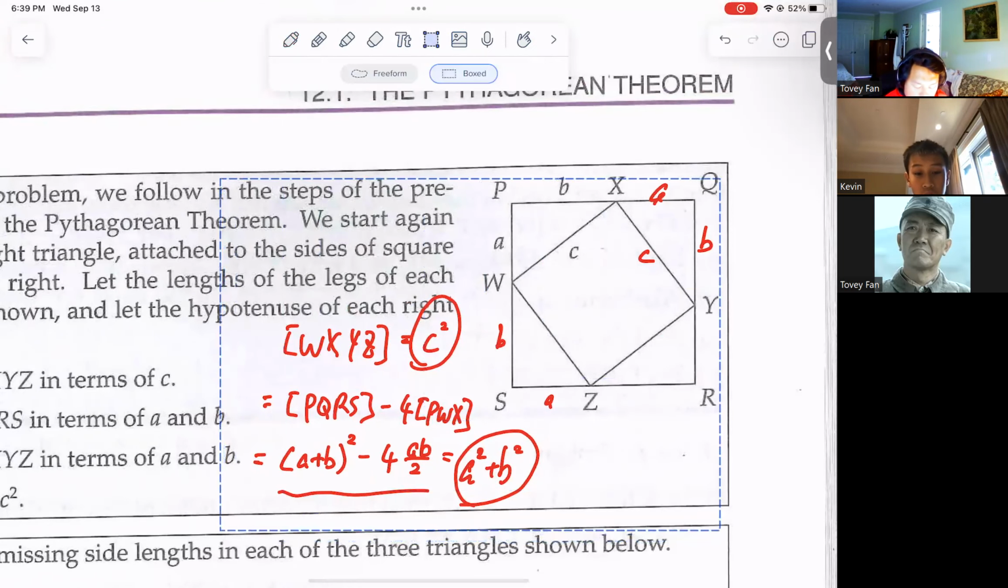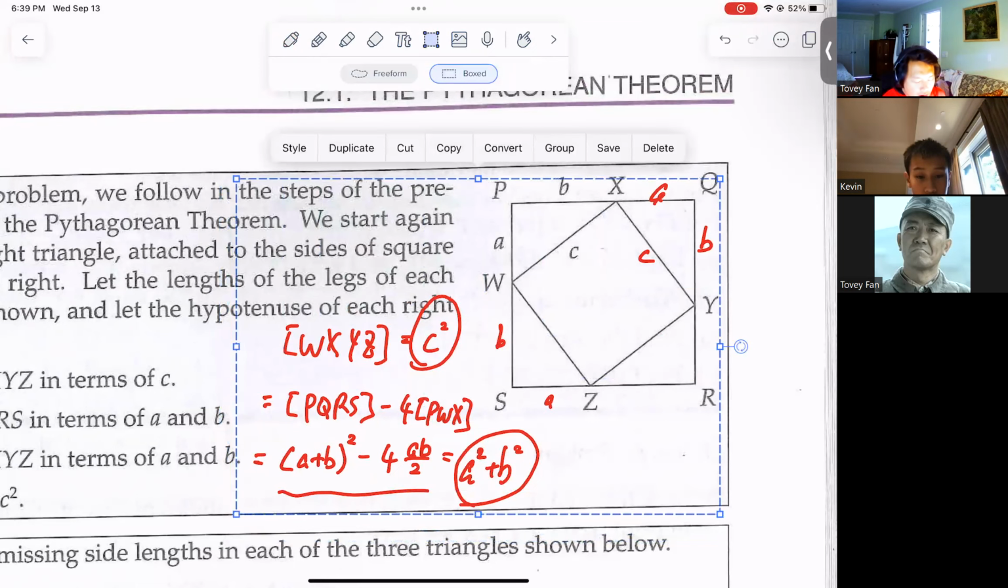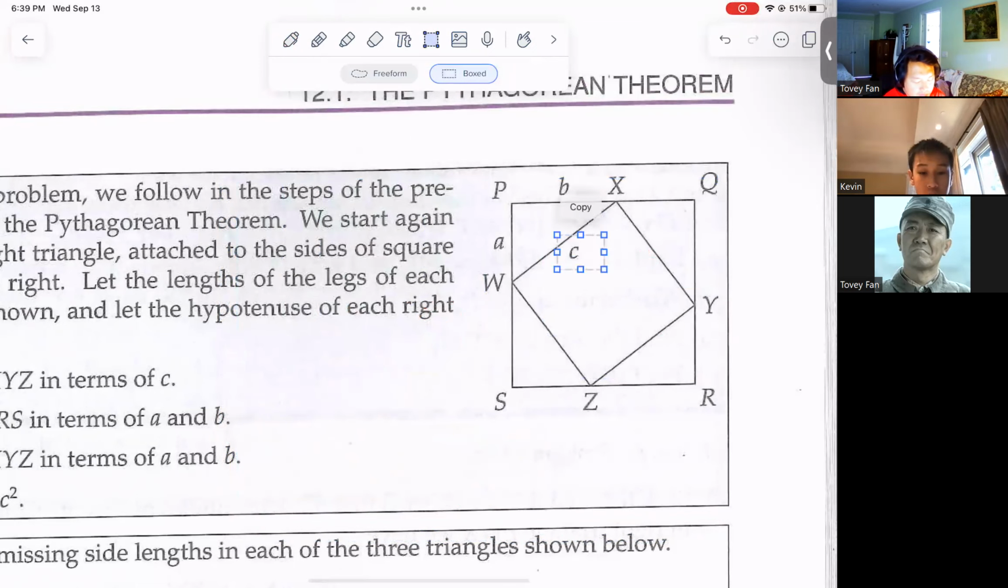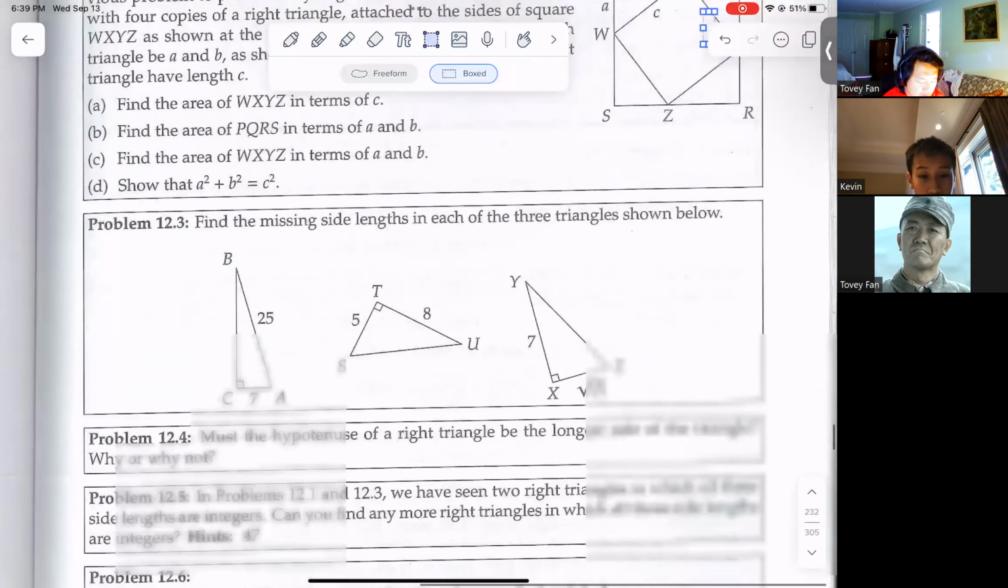Did you learn this before? Yes, but you forgot partially. You remember partially. Okay, good.